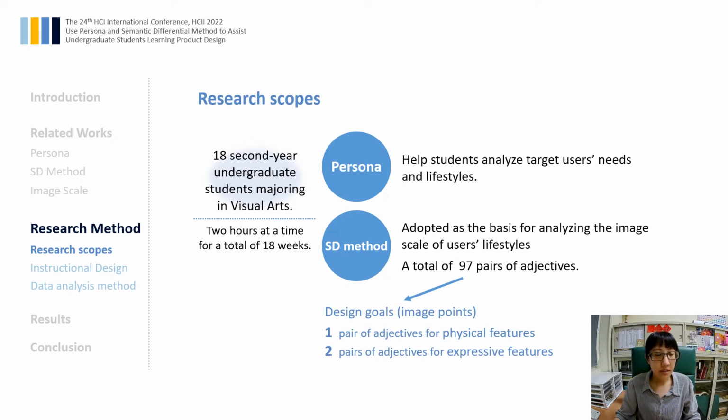There were 18 second-year undergraduate students in this course, with 2 hours at a time for a total of 18 weeks. Persona is used to help students analyze target users' needs, and the SD method is adopted as the basis for analyzing the image scale for user style. In this course, we ask students to set 1 pair of objectives for physical features and 2 pairs of objectives for expressive features as the design goals.